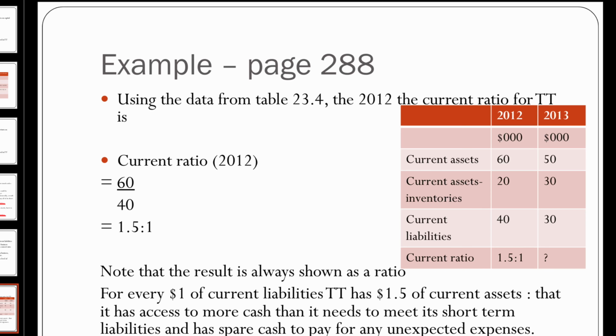Acid test ratio. The formula for the acid test ratio is current assets minus inventory over current liabilities. So current assets are 50 minus inventory 30, divided by 30. So 20 divided by 30, you should get 0.7 to 1. Like what I told you, the general rule is the current ratio must be no less than 1.5 to 1. Okay, next one, number 2.